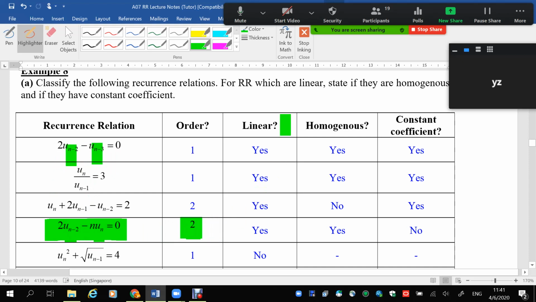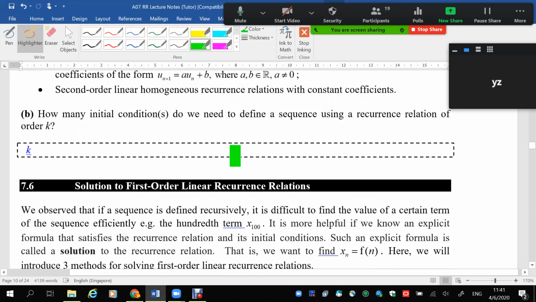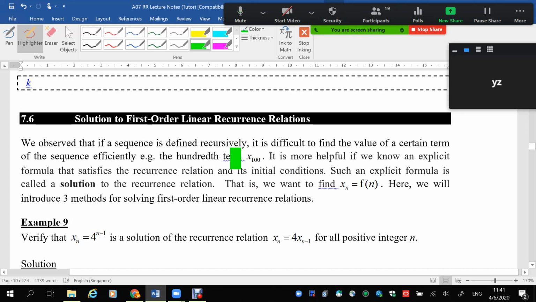Okay, then linear or not linear, simple. Look for the power. Homogeneous or not homogeneous, the indicator is whether you have a number or you have a 0. So this is basically what you have so far. Now you know how to recognize your recurrence relation. You're ready to actually solve the first order linear recurrence relation. Take note, we're handling only first order linear recurrence relation.